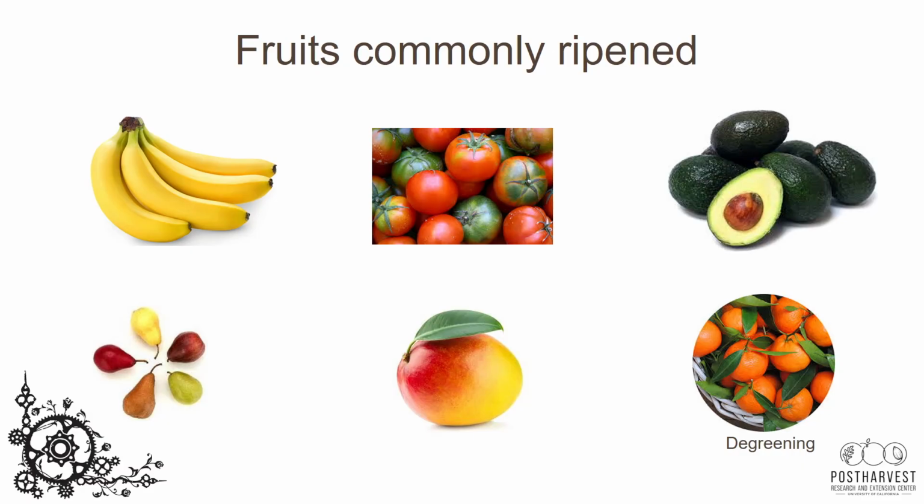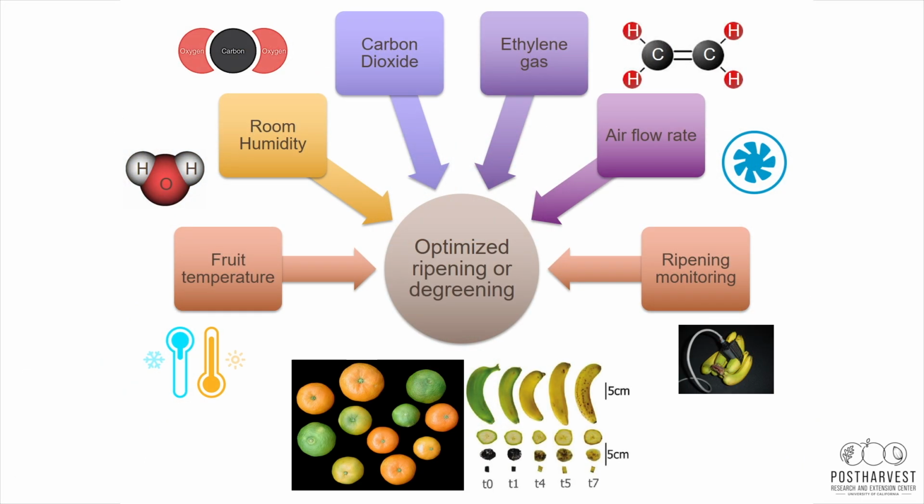How do we optimize ripening or degreening? There are many factors that influence this, and each of them can be controlled to a certain point. First of all, we have fruit temperature, which is probably one of the most important factors to control during ripening. Each fruit is receptive to the presence of ethylene or ripening regimens if the temperature is optimum for ripening conditions. Room humidity as well, probably not as crucial as temperature, but it's also important.